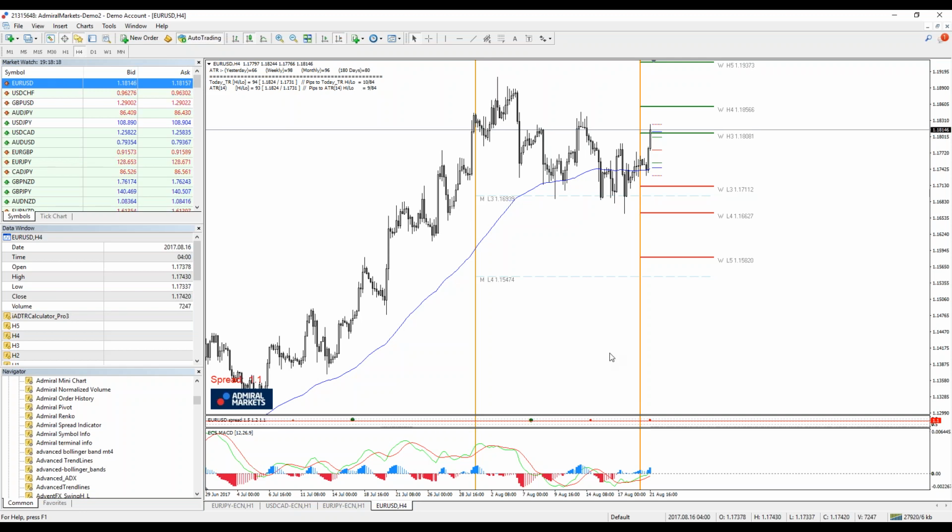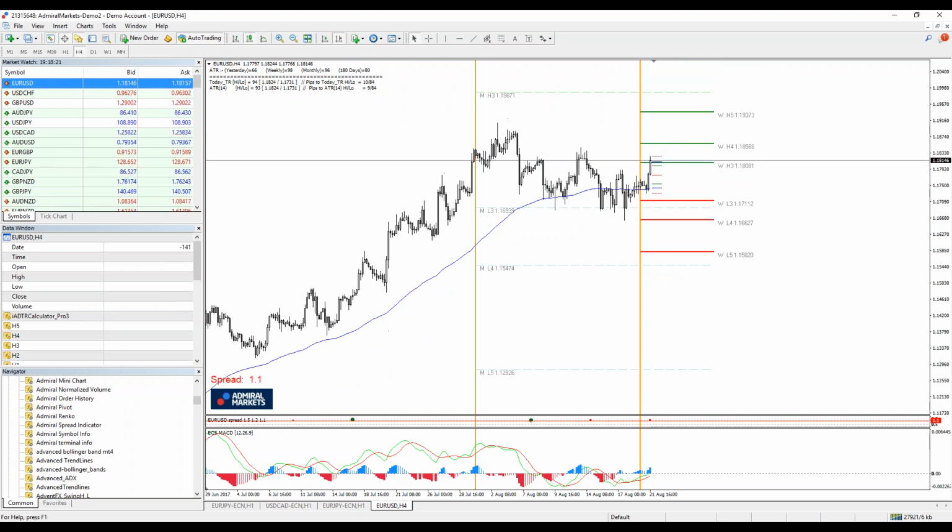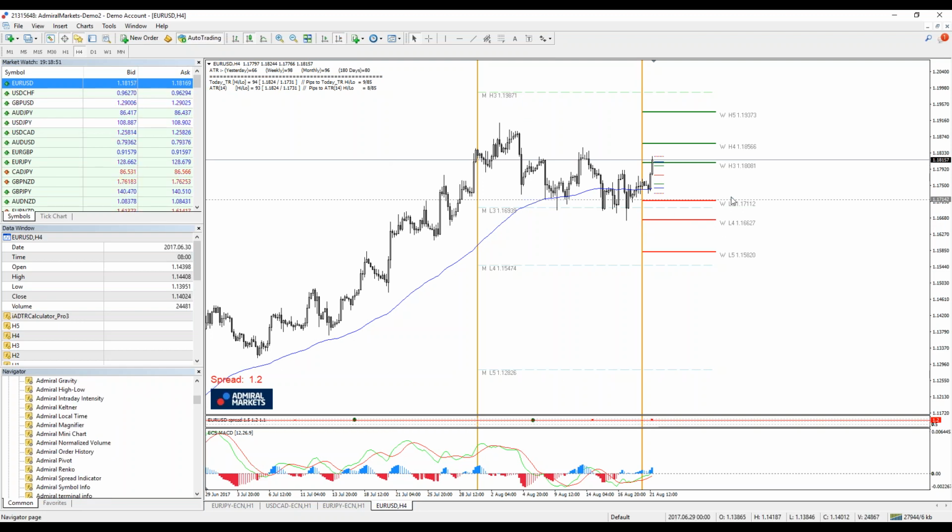Here, this is the 4-hour time frame. And again, guys, you can see how monthly and weekly Camarillas confluence respects these setups. Again, this is support now, monthly L3. And I'm still not sure that euro dollar has the strength to go to monthly H3. This is euro dollar, 4-hour time frame.